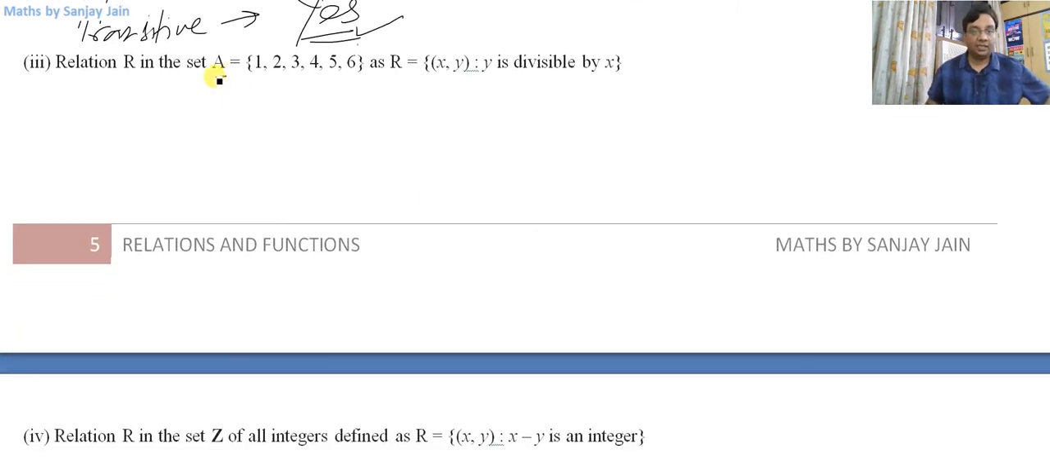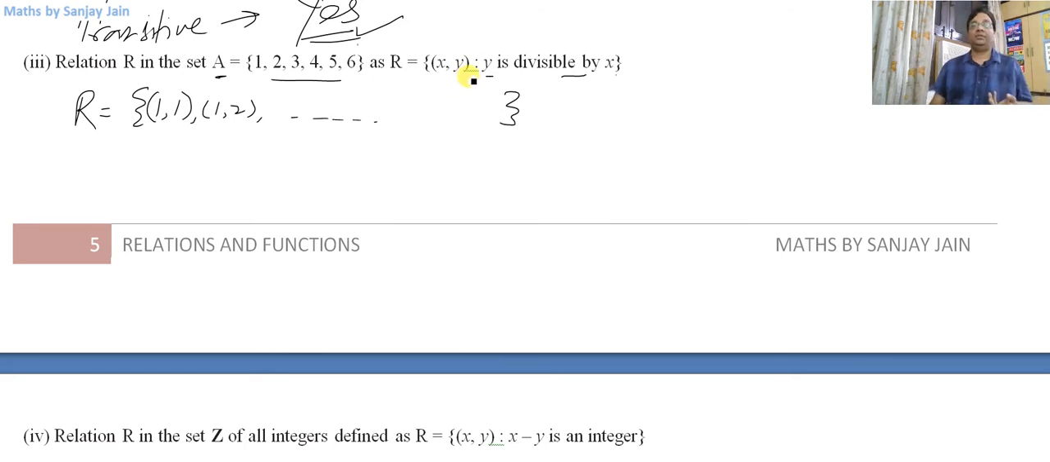Relation R in set A, this is set A, is defined as y is divisible by x. So what is relation R? If I write 1 here, I'll have to write the second entry which is divisible by 1. So 1 is divisible by 1, and every other element is divisible by 1. So this is the way you can write this relation R.